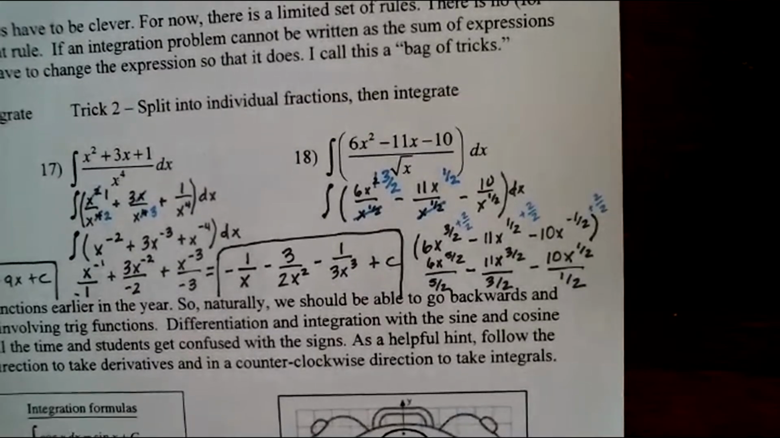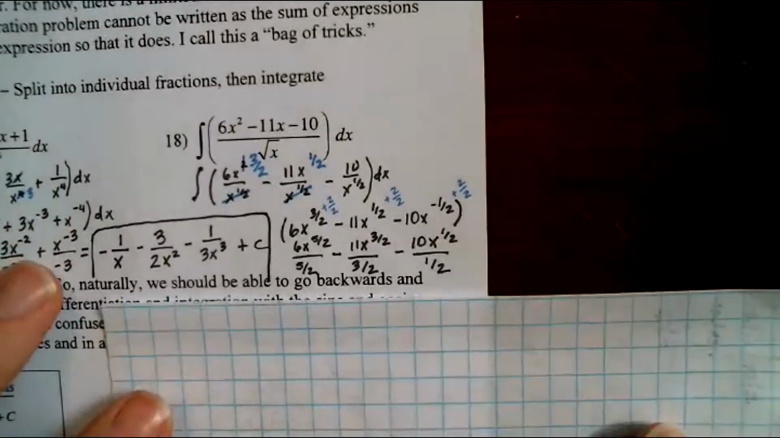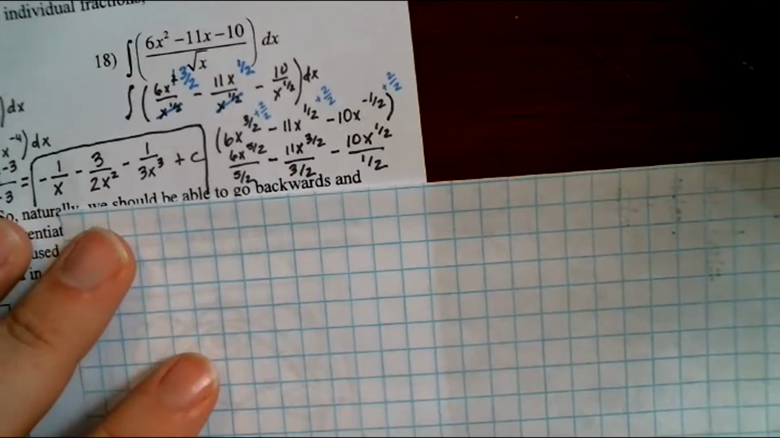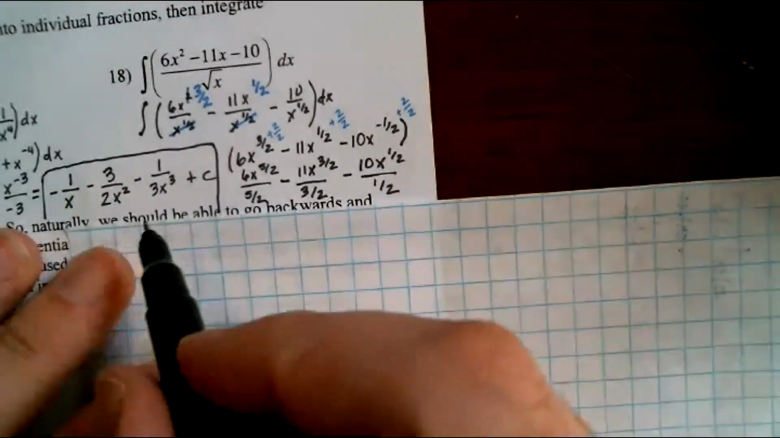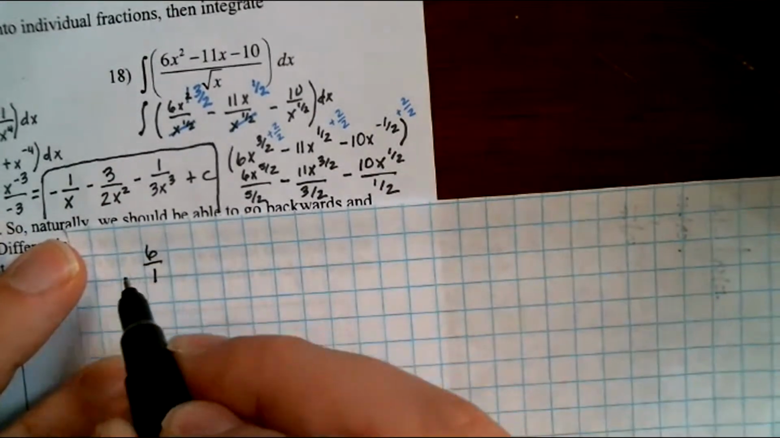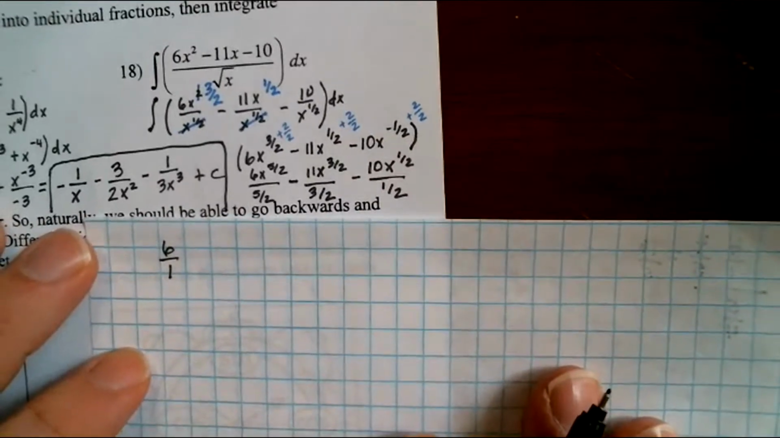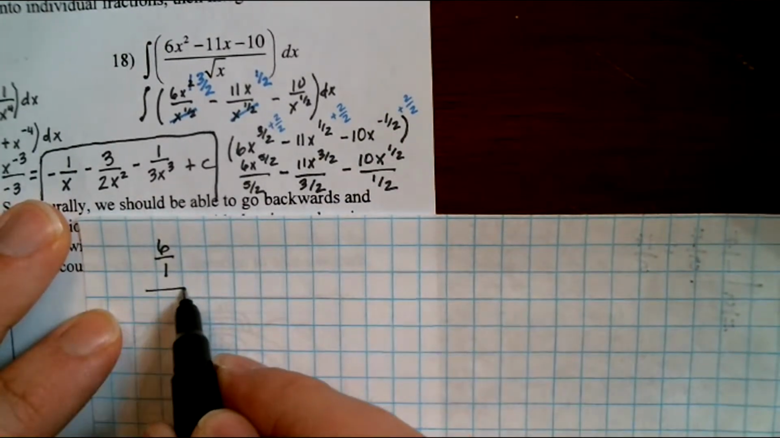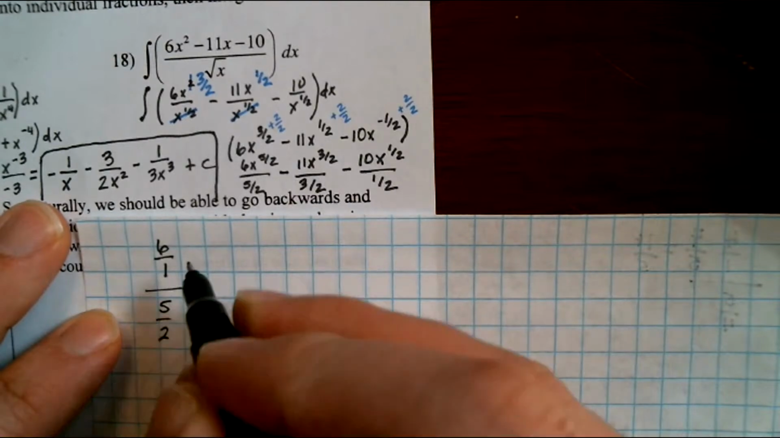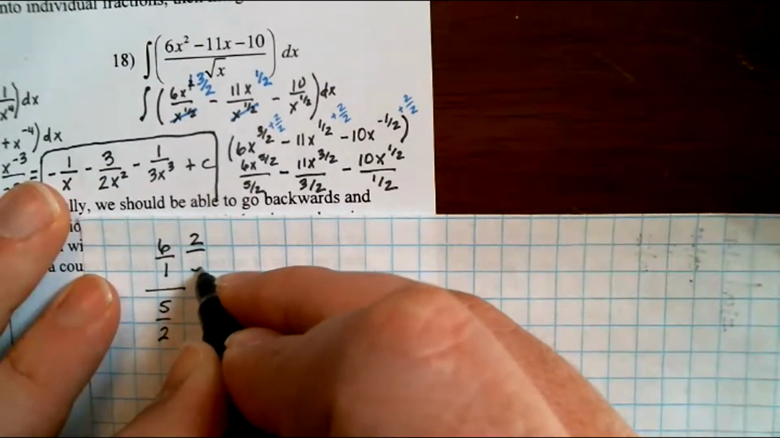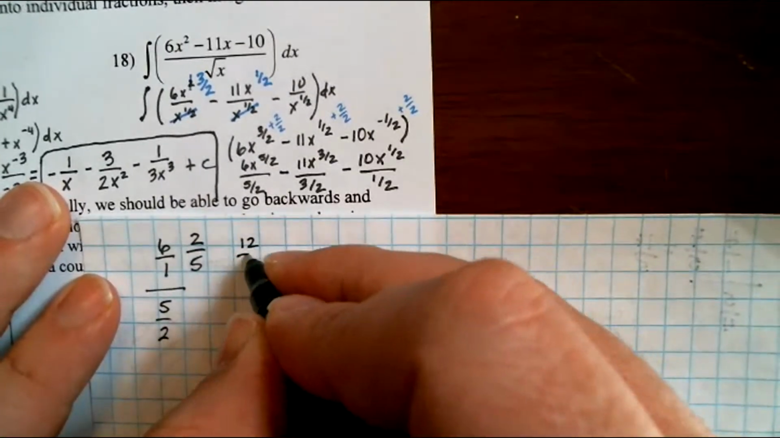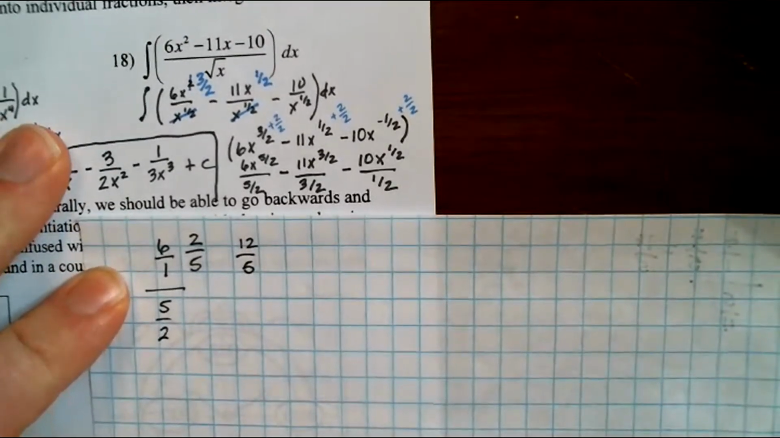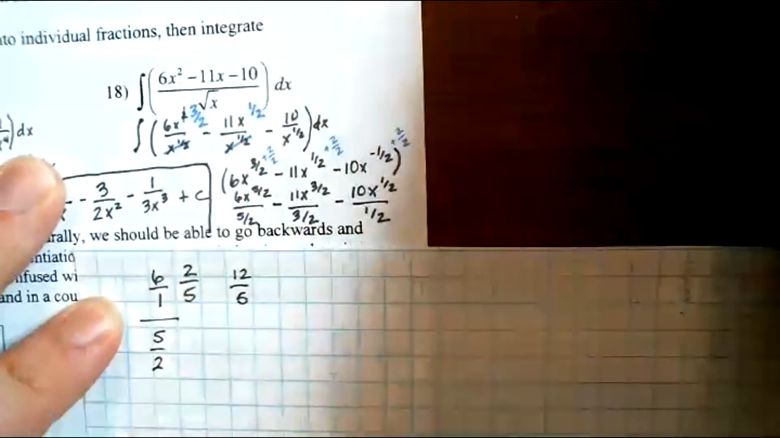From there, I just need to simplify all that, which is just the complex fraction portion of it. So simplify it all. 6 over 1 over 5 over 2, just flip it up: 6 times 2 over 5, that's 12/5. So I'm going to write my final answer up here.